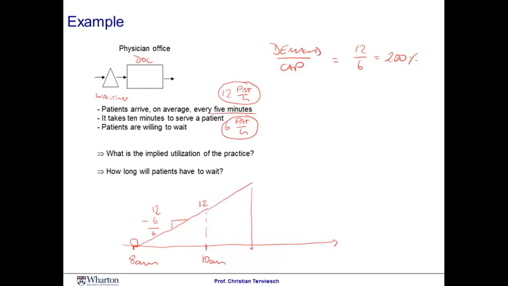At noon, I've been operating for 4 hours at a capacity shortfall of 6, and I will have 24 patients in the waiting room. So the person who comes in here at noon has 24 patients in front of him or her. Every one of them will take 10 minutes, and so the waiting time will be a total of 240 minutes. Quite a long time. A pretty scary example.